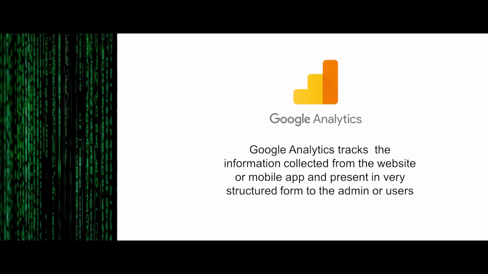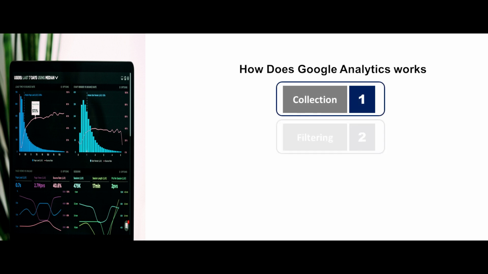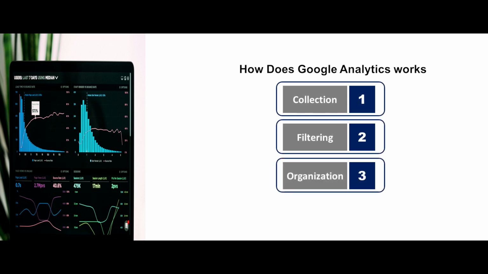Google Analytics tracks the information collected from the website or mobile app and presents it in a very structured form to the admin or the users. It helps in understanding the audience insight. You can track the ROI of your marketing efforts. Let me briefly explain how Google Analytics works. There are 4 phases of Google Analytics. The first one is collection, then filtering, organization, presentation.